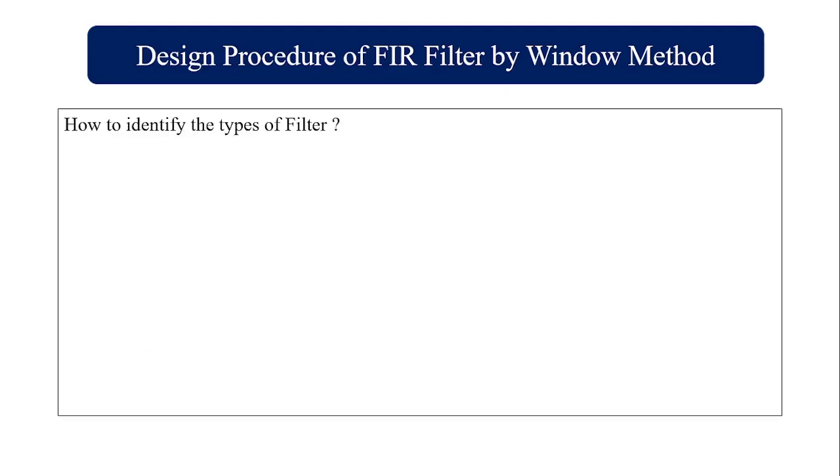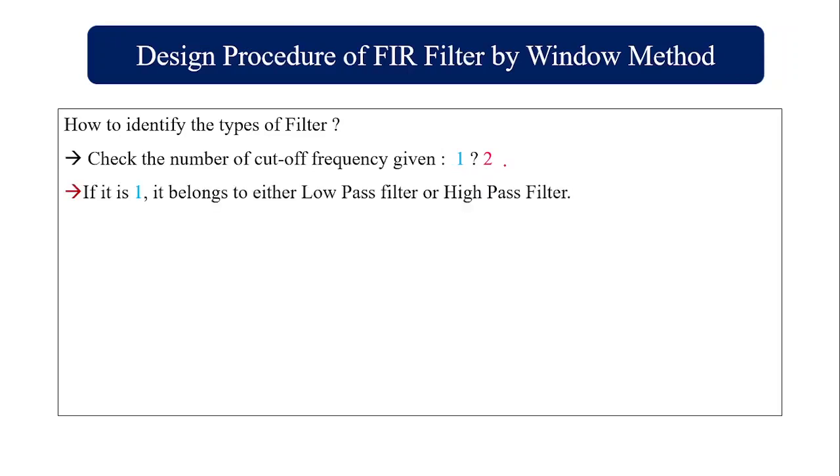How to identify the types of filter? This can be identified with the number of cutoff frequencies given in the statement, whether one cutoff frequency is given or two cutoff frequencies are given. If it is 1, it belongs to either low pass filter or high pass filter. So here the range is minus pi to plus pi. This is your origin.